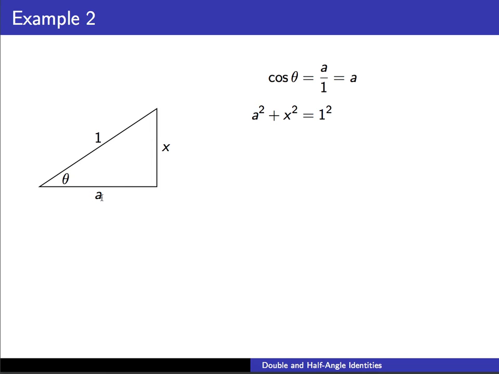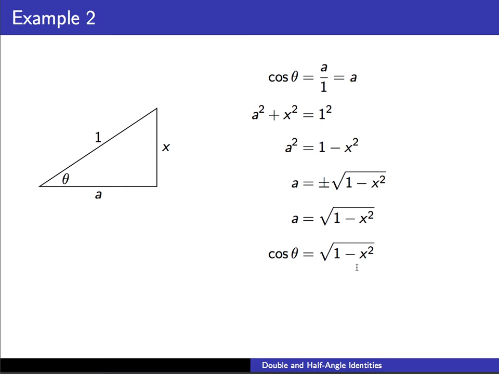So Pythagorean theorem says A squared plus x squared is 1 squared. Well, if we subtract x squared from both sides, we get A squared is 1 minus x squared. So then take the square root, we get plus or minus the square root of 1 minus x squared. In this case, because we are on the positive x-axis, A is going to be the positive square root of 1 minus x squared. If we were on the negative x-axis, we would use the negative square root of 1 minus x squared for our value of A. So A is the positive square root of 1 minus x squared, which means the cosine of theta is the square root of 1 minus x squared.